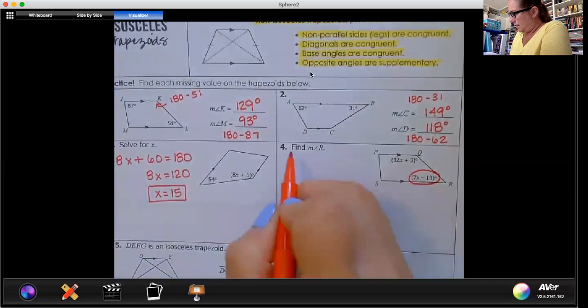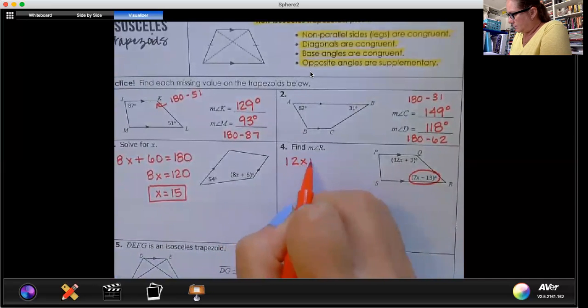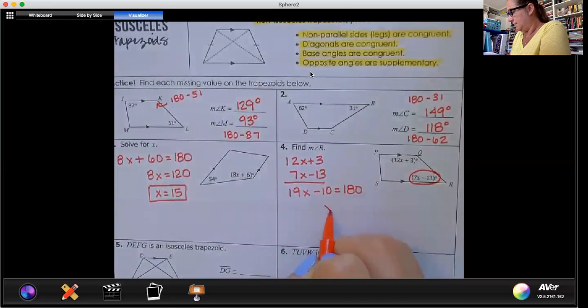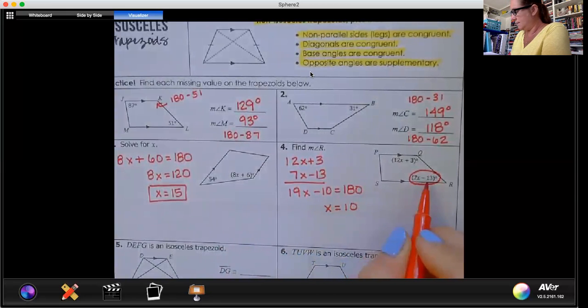These two are going to be equal to 180, so 12x plus 3 and 7x minus 13, so 19x minus 10 equals 180. 19x equals 190, so x is 10. And 7 times 10 is 70, and 70 minus 13 is 57 degrees.